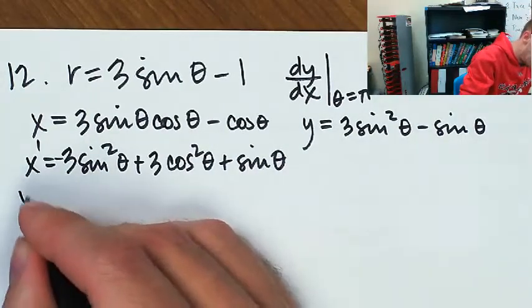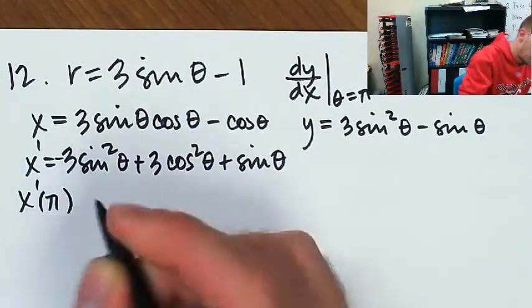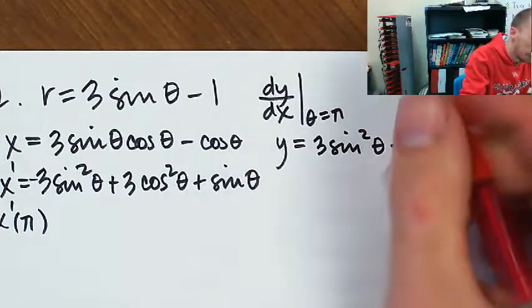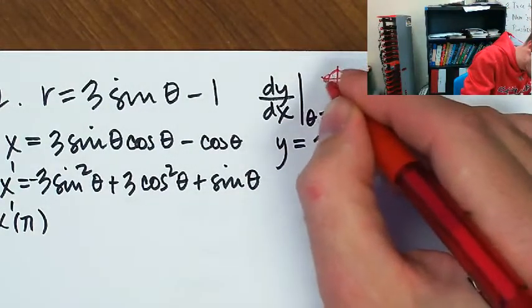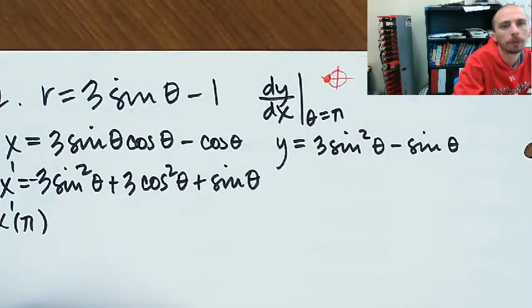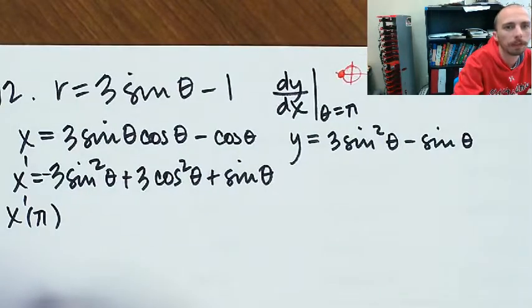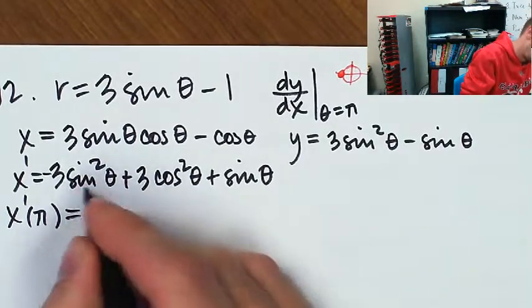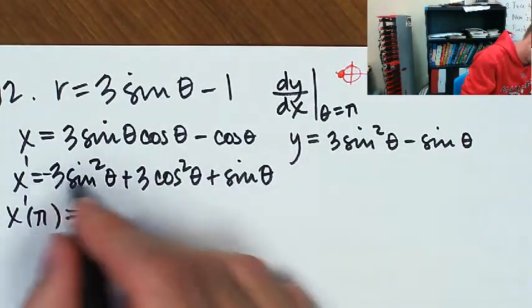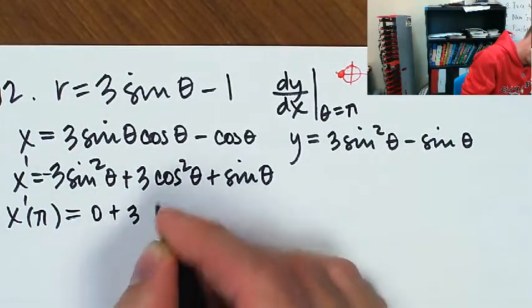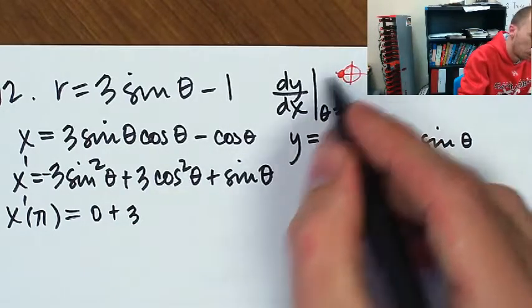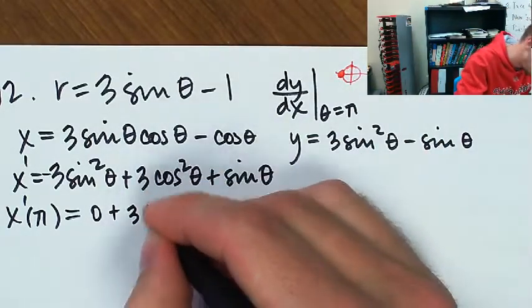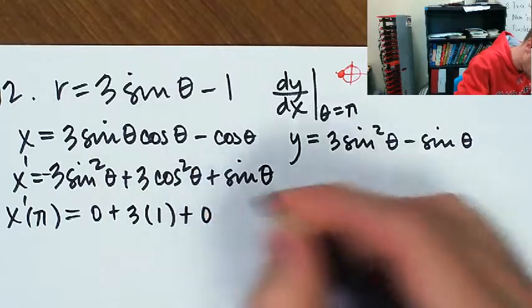Right? And then x prime of pi. We know that at theta equals pi, we're over here at the far left edge of the unit circle where cosine theta is -1 and sine of theta is 0. So anything with sine theta is going to be a 0 in it. So that's a 0 plus 3. But if I take cosine, which is -1, and I square it, I'll get +1. Plus sine theta was 0.